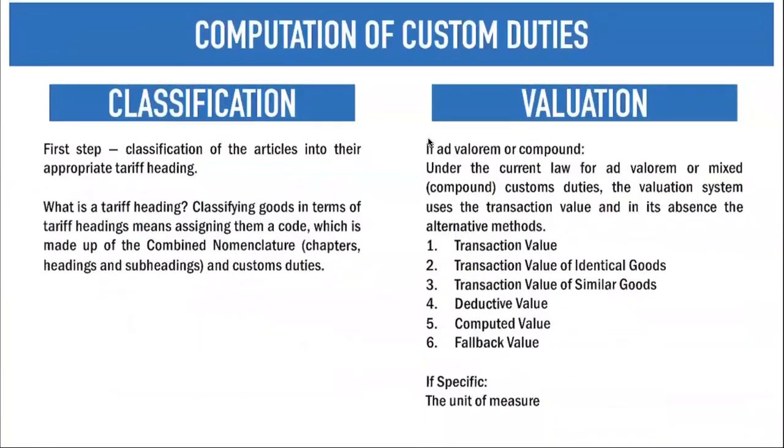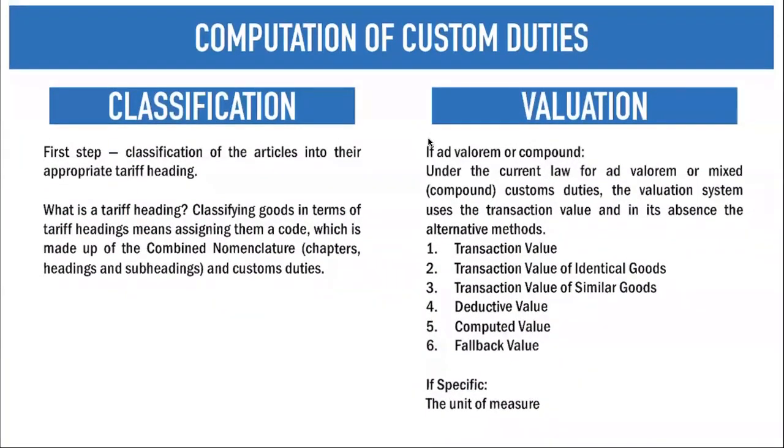Now, how do we compute for the custom duties? As I told you a while back, we first need to classify it. So the first step is to classify the articles into their appropriate tariff heading. So what is the tariff heading? You classify the goods by assigning them a code which is made up of chapters, headings, subheadings, and custom duties. So it depends, guys. Actually, we have too many tariff headings.